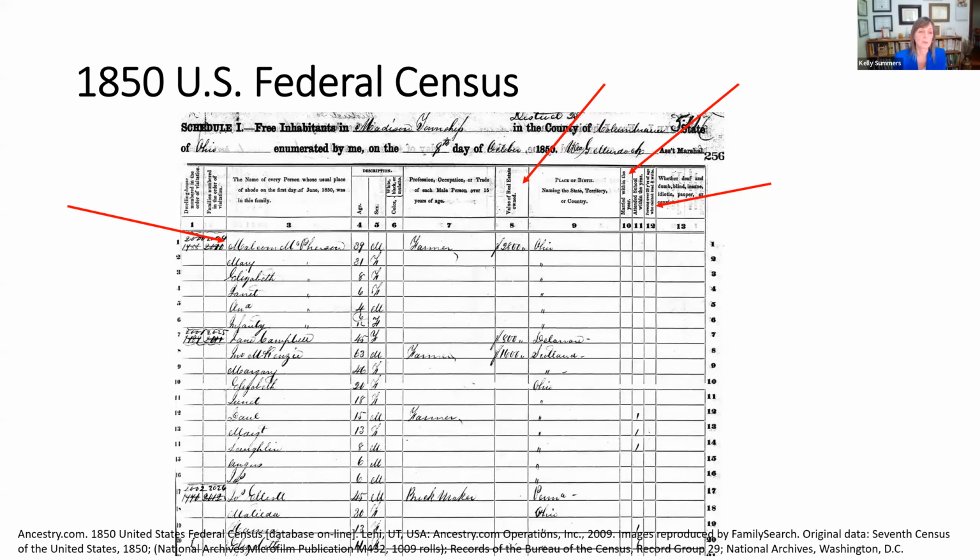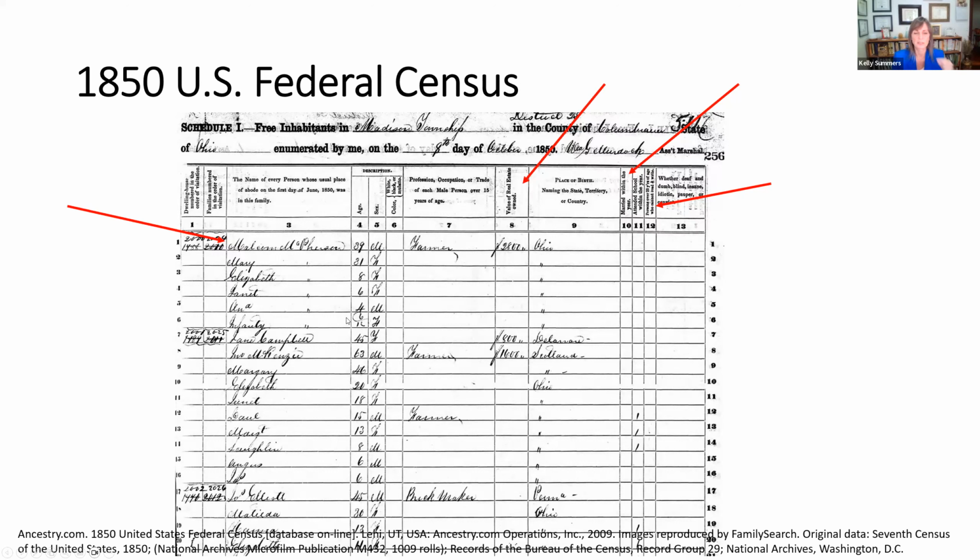Okay, so let's go ahead and look at the next line here. We have Mary, and then we have a ditto mark. We are going to assume that the ditto marks for all the rest of the people in this household, this represents a household, that they all have the same last name. So we have Mary, who's 31, female, born in Ohio. We have Elizabeth, who is 8, female, born in Ohio. We have Janet, who is 6, female, born in Ohio. And it looks like Anne, maybe 4.